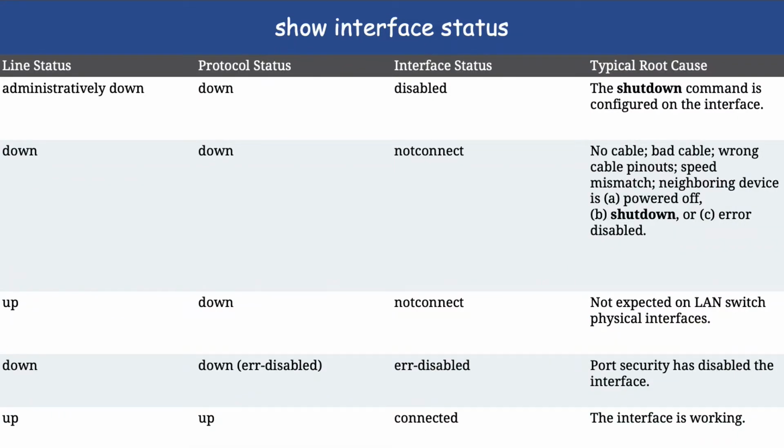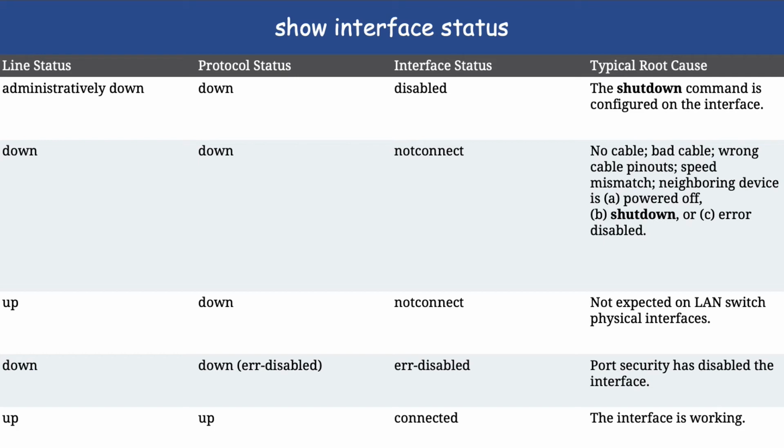If the line status is just down and protocol is just down, that means the interface is not connected, or there is a cable problem, or the neighbor device is shut down. But it definitely means that the port is not in shutdown state; the port is up, but there is some problem in the physical link between the devices. If the line status is up but the protocol status is down, that means the interface is not connected. This does not happen in physical interfaces of the switch, but it can happen in the virtual interfaces. There is another status, which is line status down and protocol status down, in brackets err-disabled, that is error disabled.